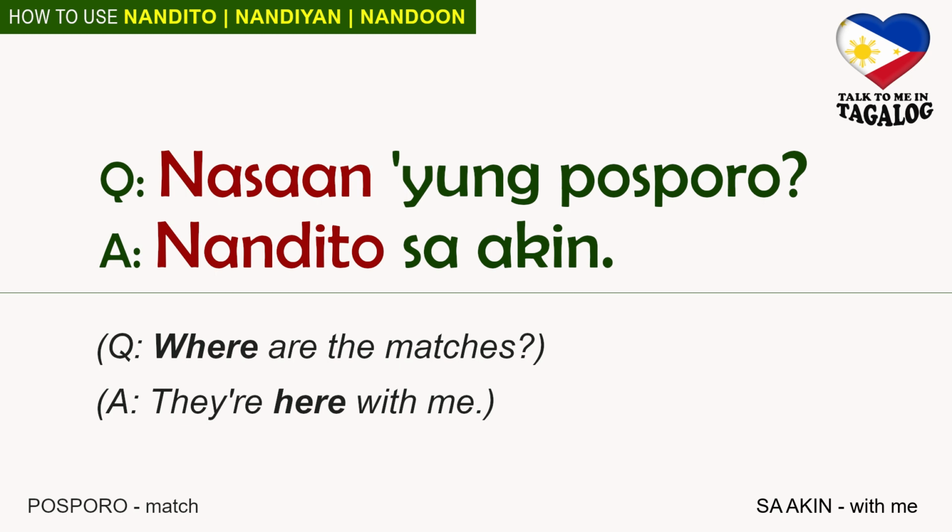Let's now ask a nasaan question so you'll see how nandito is used as a response. Nasaan yung posporo? Yung, which is the contracted form of iyon, is often used to replace the singular object marker ang in spoken Filipino. So instead of saying nasaan ang posporo, we say nasaan yung posporo. By the way, posporo means match. Nasaan yung posporo? Meaning, where are the matches?